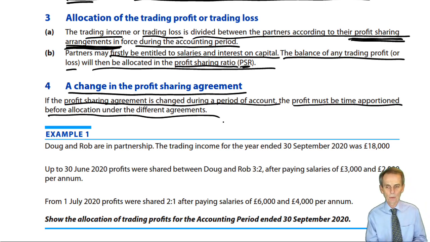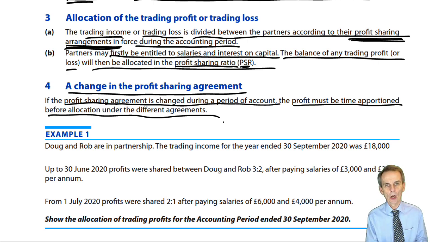So how many months worth of that profit under the old agreement? How many months of that profit under the new agreement? Now, the only thing that is an issue here, if you're going to make a mistake here, because this is purely a mechanical exercise, there's no theory involved, it's just mechanical. But if you're going to make a mistake here, what it would be is when you deal with the old agreement and the new agreement, the salaries and the interest on capital.